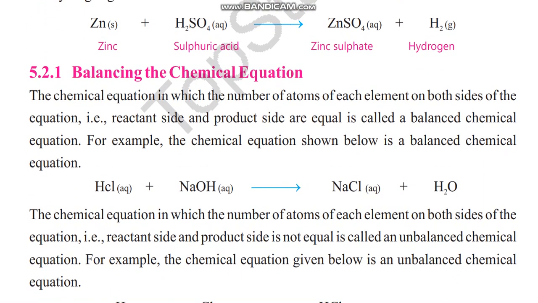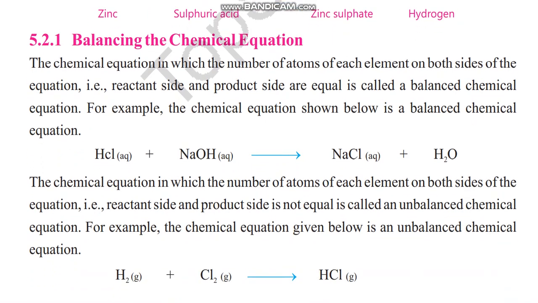The chemical equation in which the number of atoms of an element on both sides of the equation, for example reactant side and product side, is not equal is called an unbalanced chemical equation. For example, the chemical equation given below is an unbalanced chemical equation.